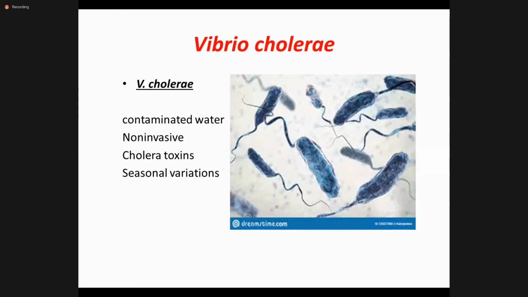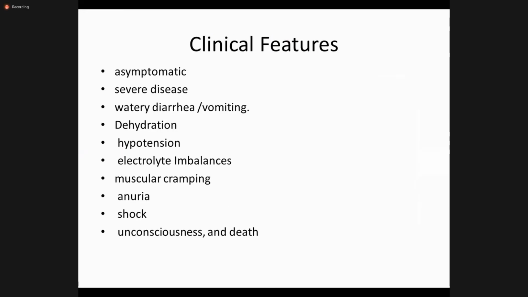It is epidemically present. It is not found normally throughout the year. There is a seasonal variation; it comes in a specific season. Clinical features: usually it is asymptomatic, but in case of severe disease, there's vomiting, diarrhea, dehydration, electrolyte imbalance, muscle cramps. If the patient is not treated properly, then it will cause shock, unconsciousness and death.